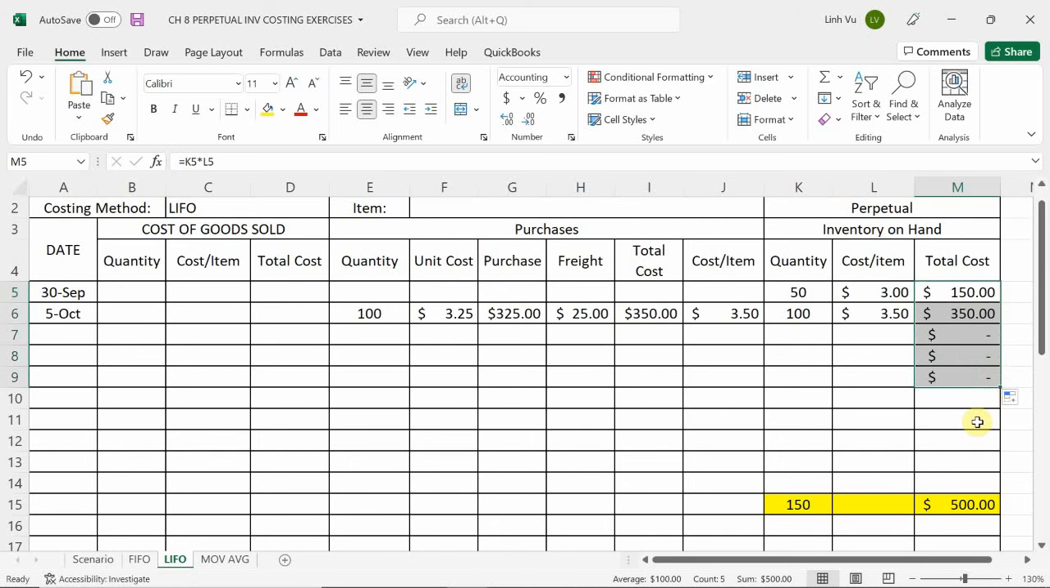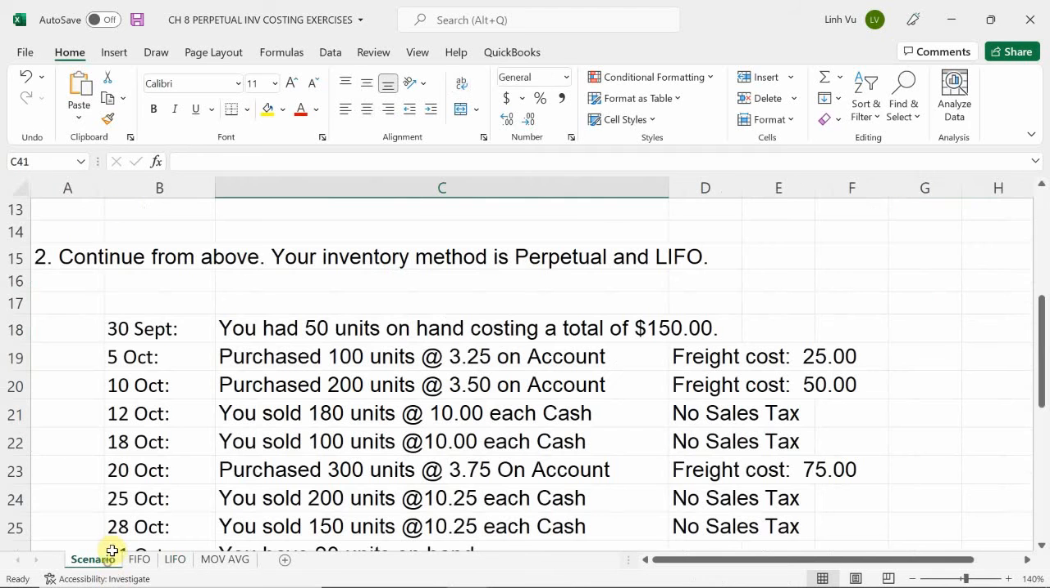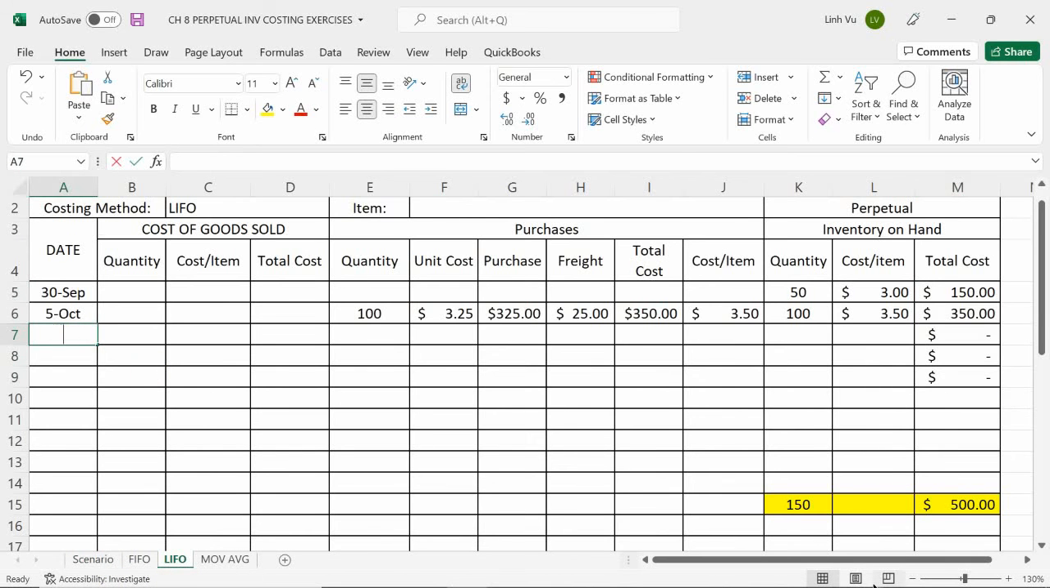Okay, so that means I have a total of 150 units at a grand total of $500. October 10 rolls around, and we end up purchasing an additional 200 units at $3.50 with a freight of 50. So in this case, we're just racking up our inventory, 200 at 350. Once again, we skip cost of goods sold because we just purchased 200 units at $350 with a freight of 50.